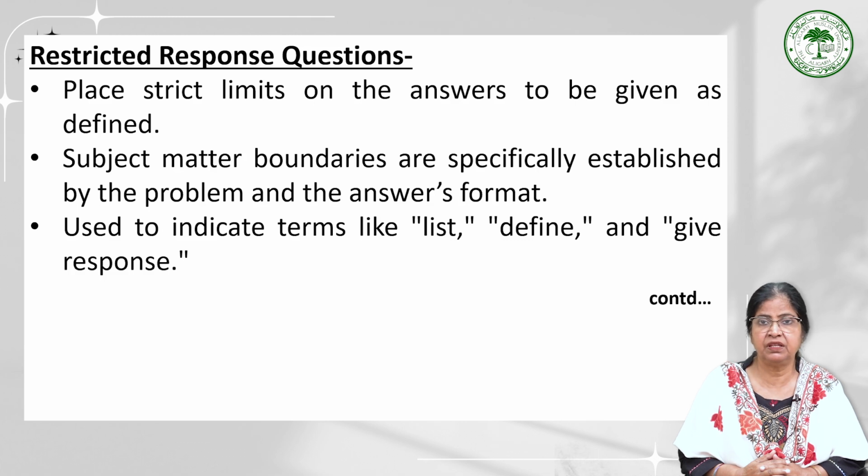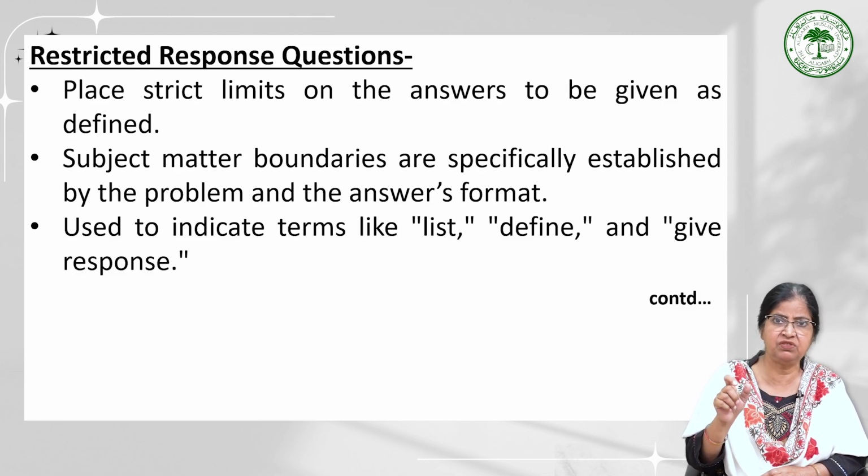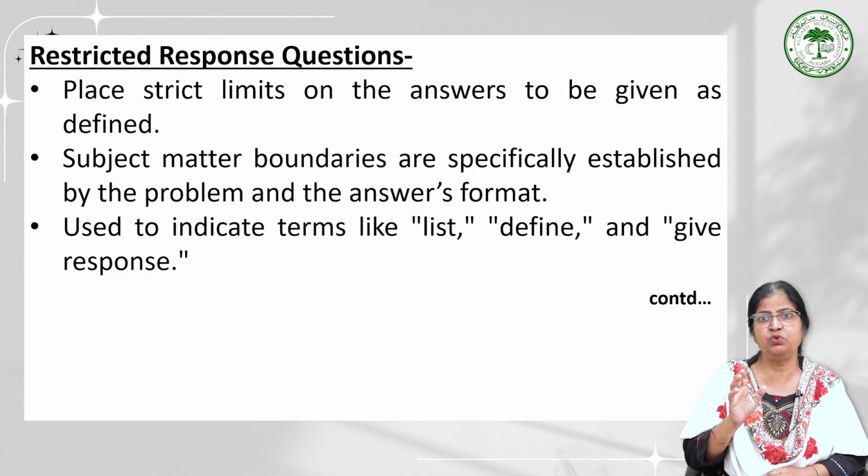So, in what way do we formulate the questions in an essay type test? List the objects that are needed to perform this experiment. Only the list will be given by the examinee: 1, 2, 3, 4, 5. And define the word environment. So, only the word environment is to be defined by the students, not the other words, not the associated words, only the defined environment.